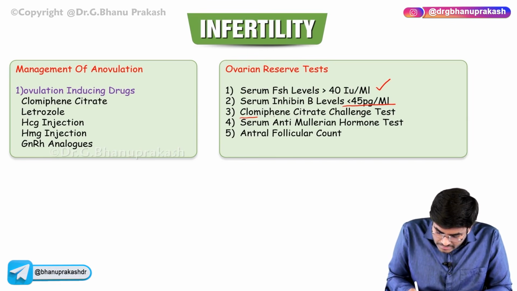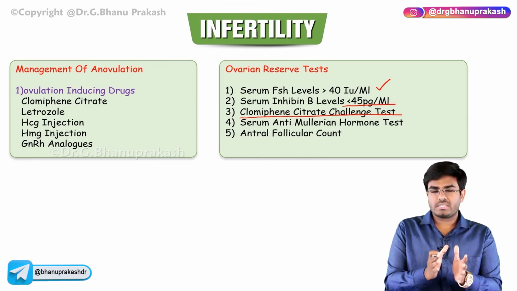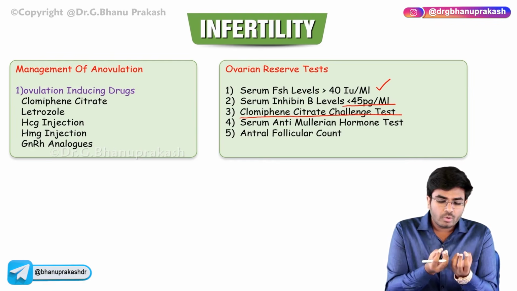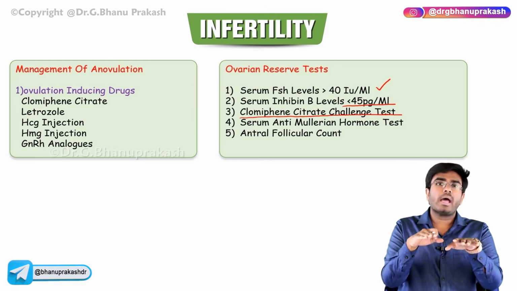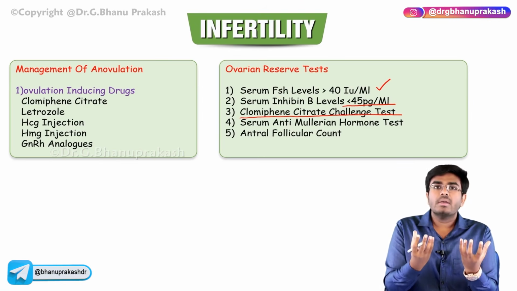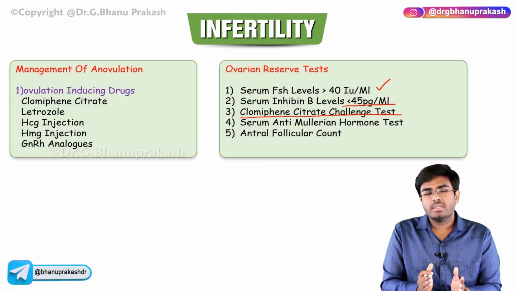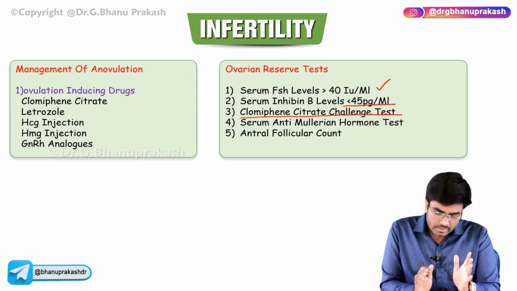Now, clomiphene citrate challenge test. If I am giving clomiphene citrate to her, it's a challenge test. She should ovulate if she has a proper follicular count, like many follicles should be stimulated. Under controlled hyperstimulation of the ovaries, there should be more follicles ovulating. But if you do the clomiphene citrate challenge test and still she is not ovulating, it means there is decreased ovarian reserve.